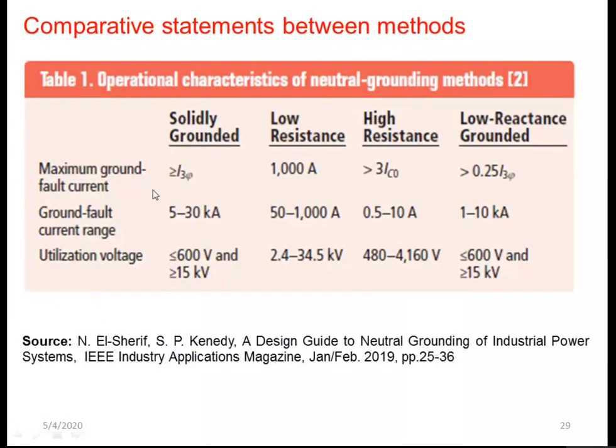I have on this slide some comparative statements which I could refer from this paper. It's from IEEE Industry Applications Magazine. Students can refer here that if we have solid grounding, low resistance, high resistance, and low reactance grounding, what could be the situation for maximum ground fault current, what could be the range, and what could be the system operating voltage for which these different methods can be applied.